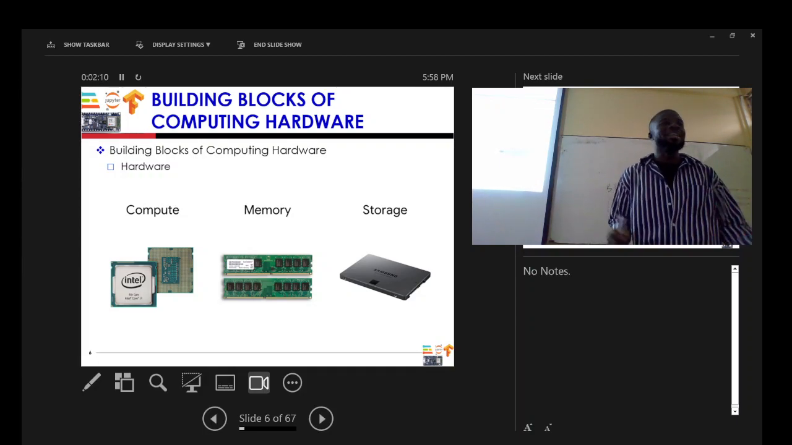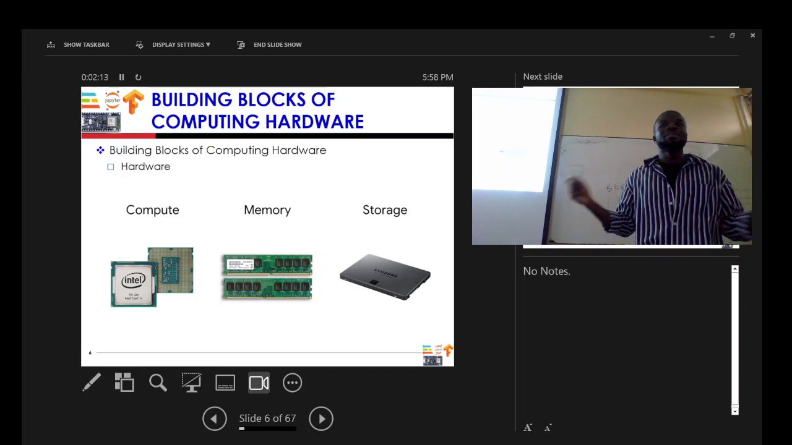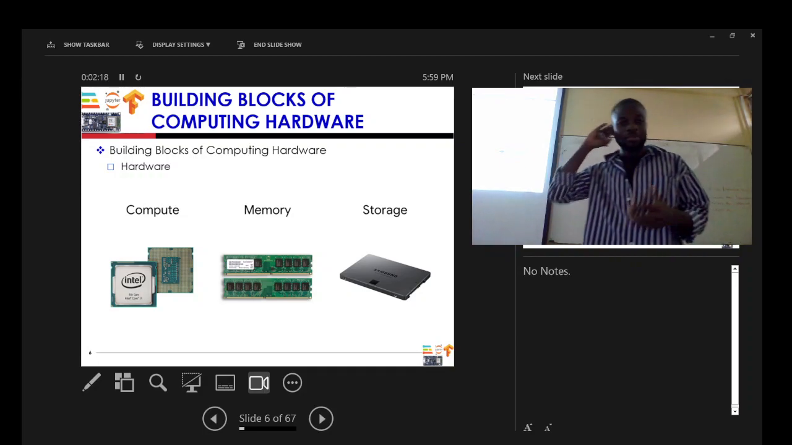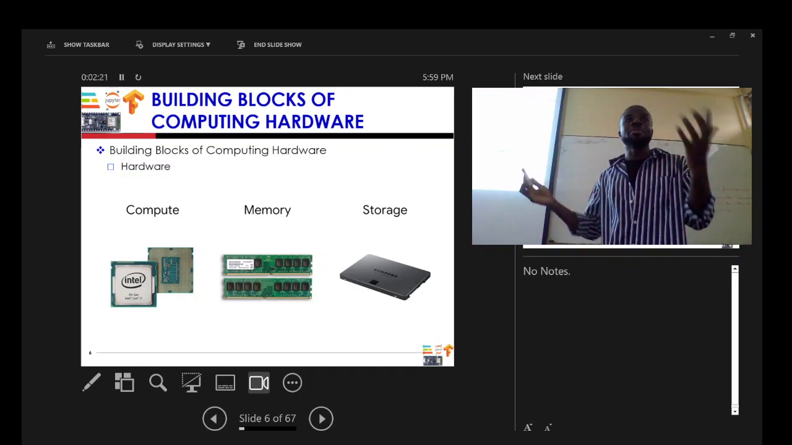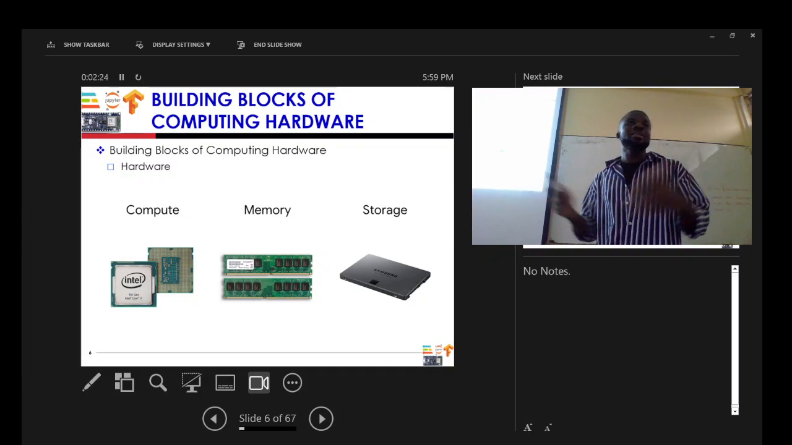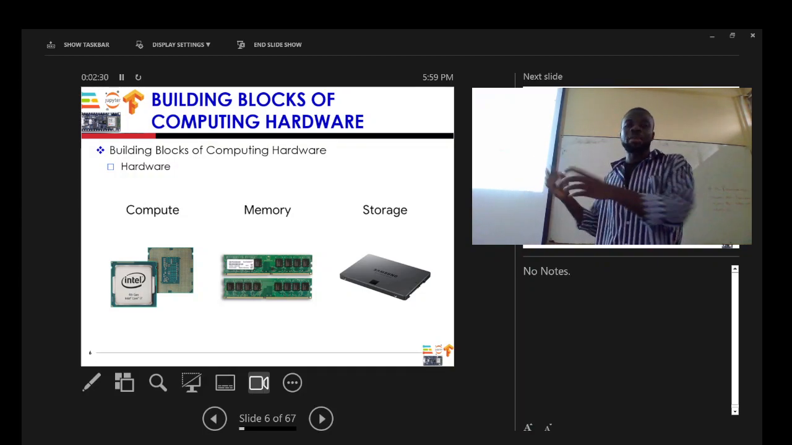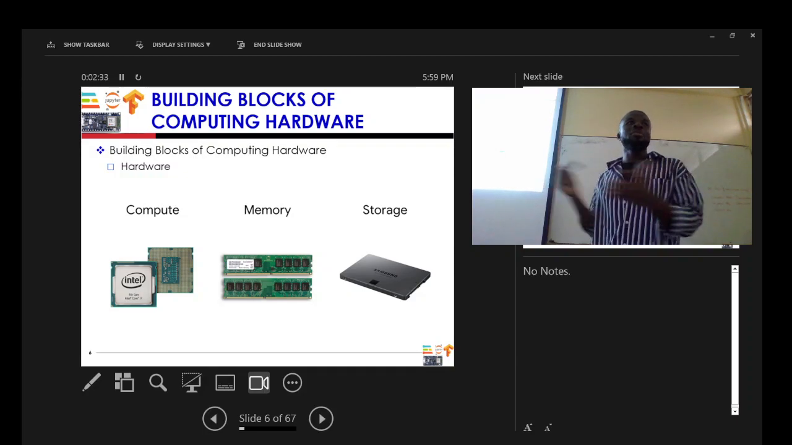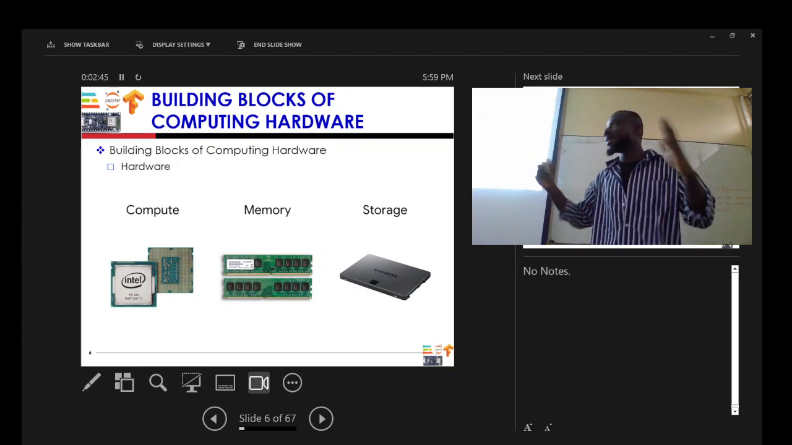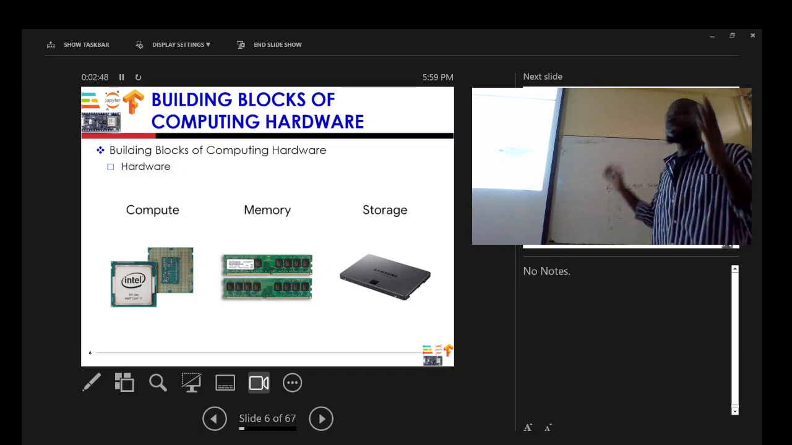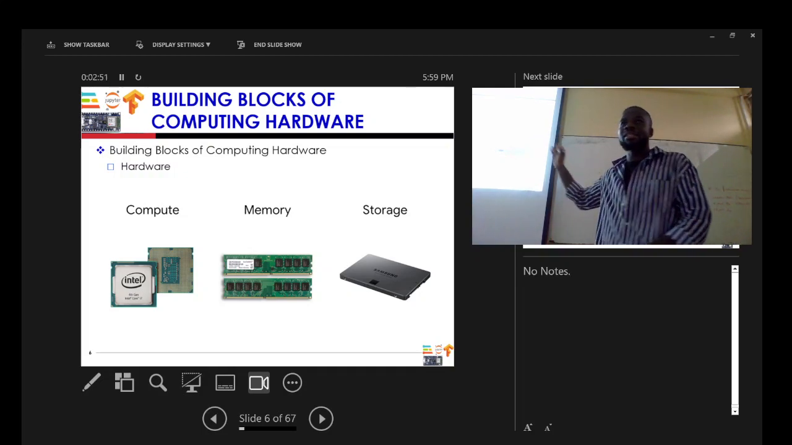The difference is that memory is like your short-term memory. If you power off your device, everything within that memory goes off, and once you power it on again, all the information is lost. But the storage is like your hard disk. Once you write something onto your hard disk and power it off, it still retains it, right? So this is what a computer system is made up of: compute, memory, and storage.